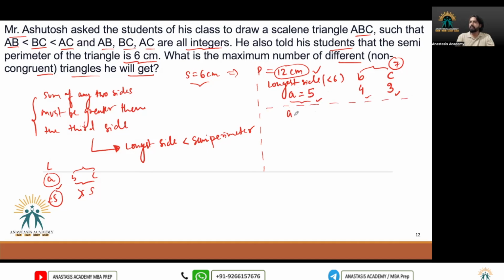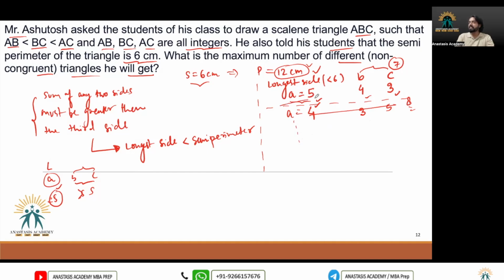Now I am assuming the longest side as 4. If the longest side is 4, the sum of B and C must be how much? 8, because the perimeter is 12. If I take one side as 3, the other becomes 5, which is not possible because I've assumed the longest side as 4. So you can see that there are no cases possible from A equal to 4 onwards, right?